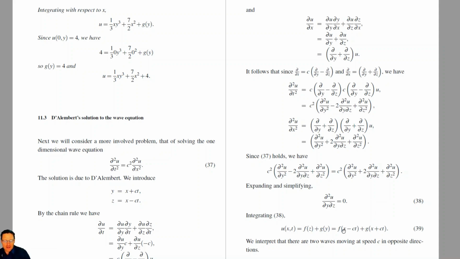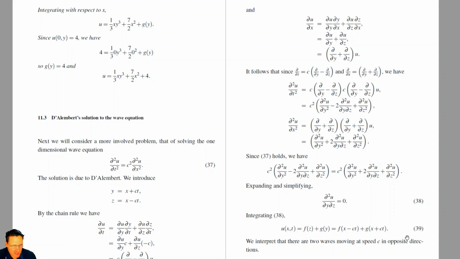So we integrate and we get a function of y. So it turns out that u of x and t is a function of z plus a function of y. But remember, y is x plus ct and z is x minus ct. So our general solution is u is equal to f of x minus ct plus g of x plus ct. Okay, now we don't yet know what f and g are.